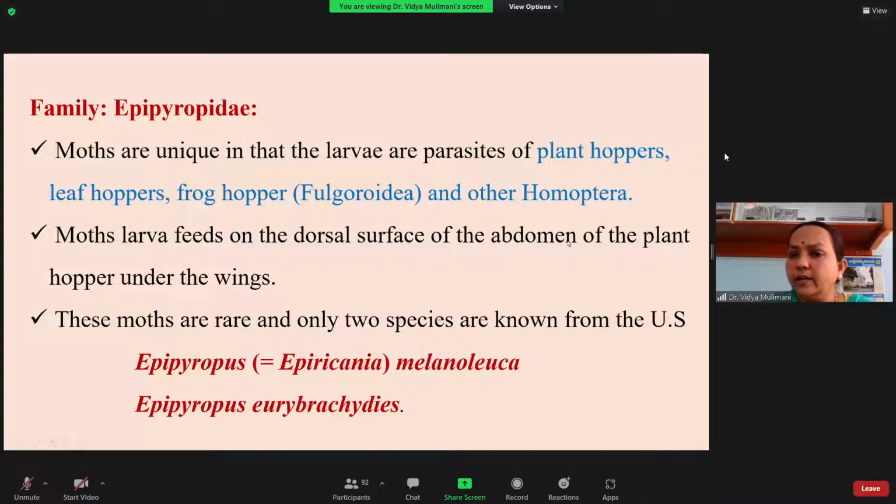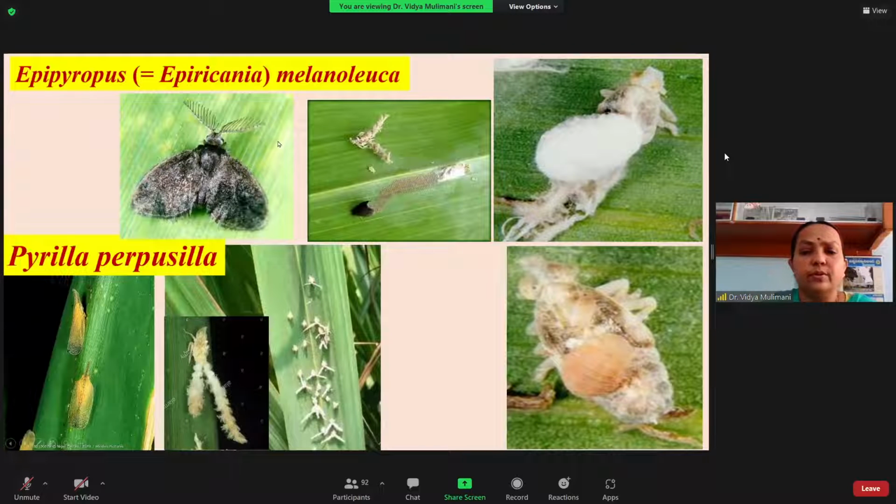Under the predators, I have covered the Lichenidae and the Pyralidae, Diphyophidiora. Here you have the Epiperophidae, which includes the parasitoid. These moths are unique in that the larvae are parasitic on the plant hopper. I'll just show you the photographs here. Here you can see Pirilla, which is a major pest of sugarcane.